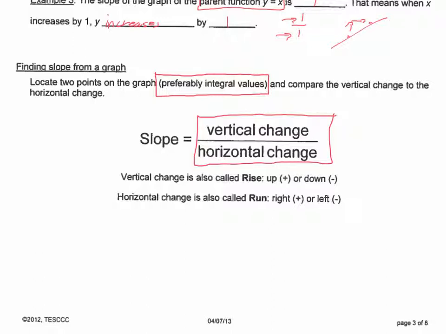Vertical change is also called the rise, and if it's going up, we have a positive. If it's going down, we have a negative. And our horizontal change is also called the run. Okay, and I'm actually going to do that in a different color, just to kind of keep things separate. When we move to the right, it's a positive. When we move to the left, it's a negative. Okay, so what does that mean?